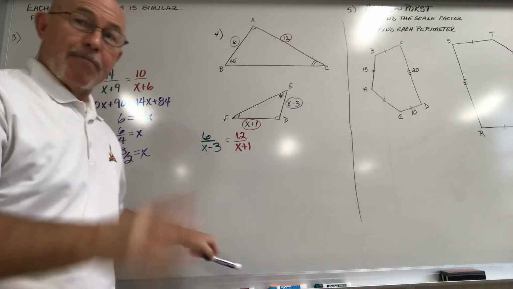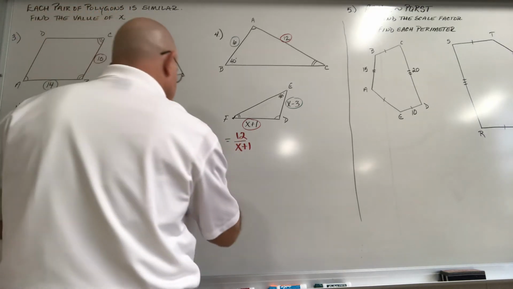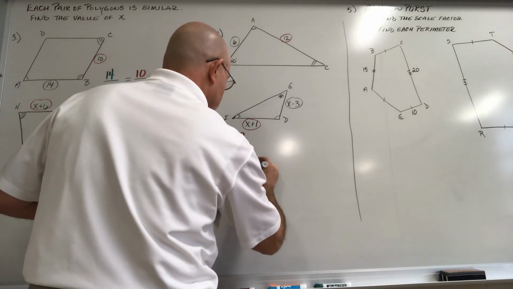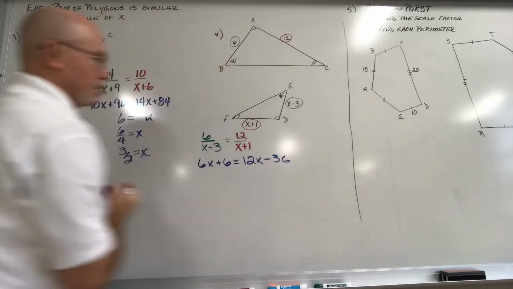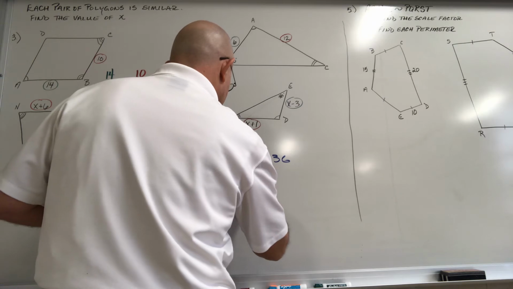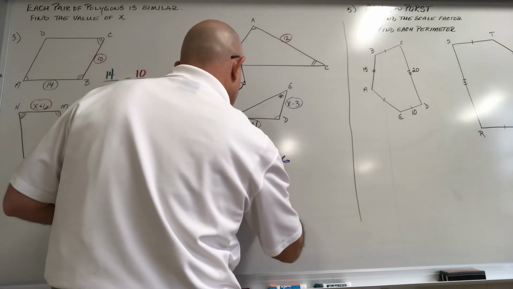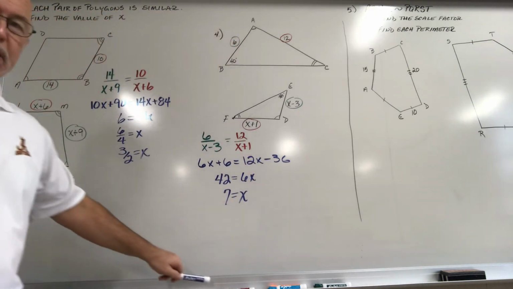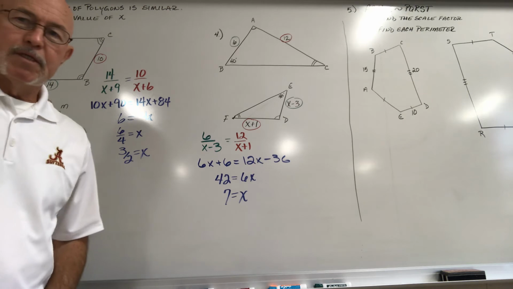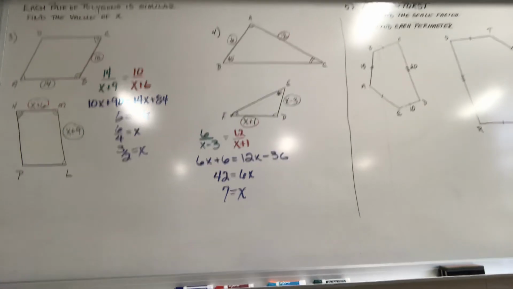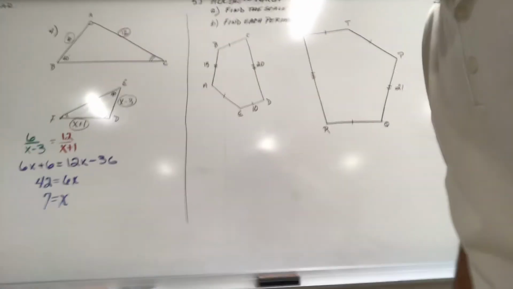And I'm going to do the same thing. I'm going to cross multiply to solve. Okay, combine like terms. And we find that x is 7. Okay, that's how you find them when they're in that situation. Okay, our last question, kind of interesting here.